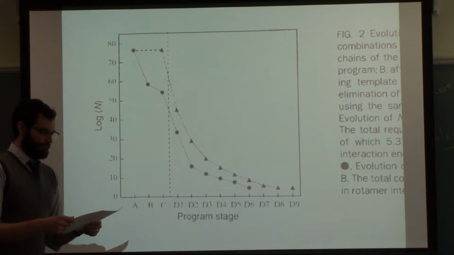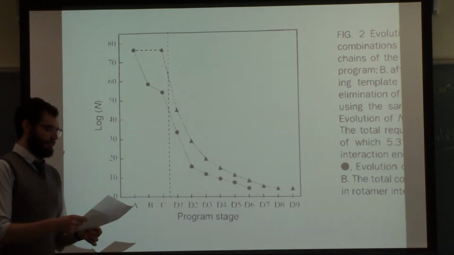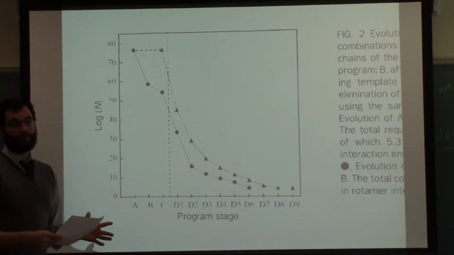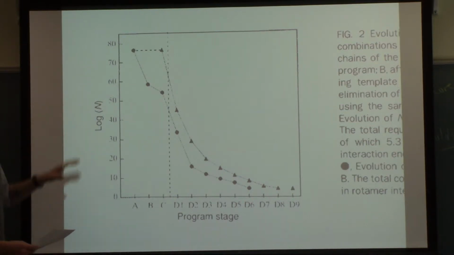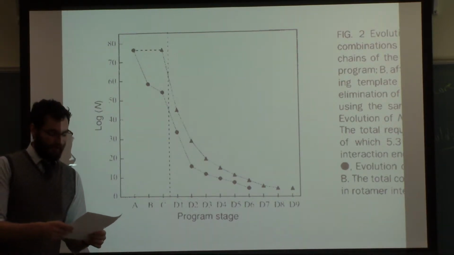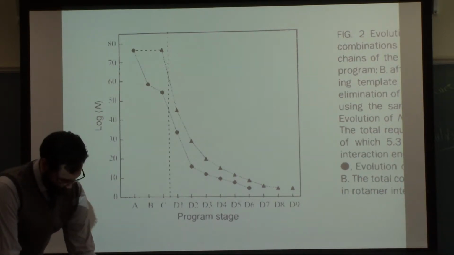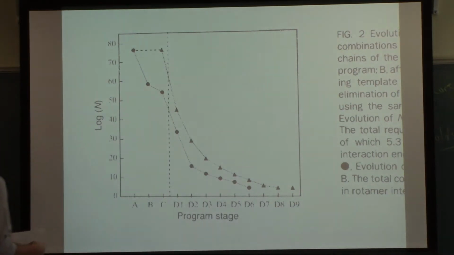Yeah, so then within 9 rounds, they went from about 3 times 10 to the 76 to 7,200 as their value for n. It's the number of rotamers that you consider. So 7,200 is certainly a tractable number. And let's go back over here.